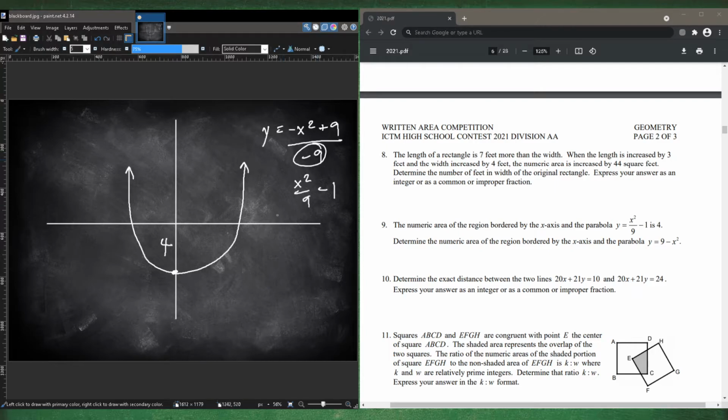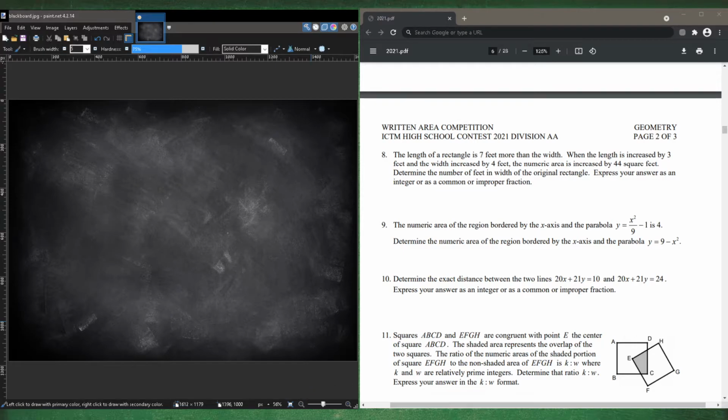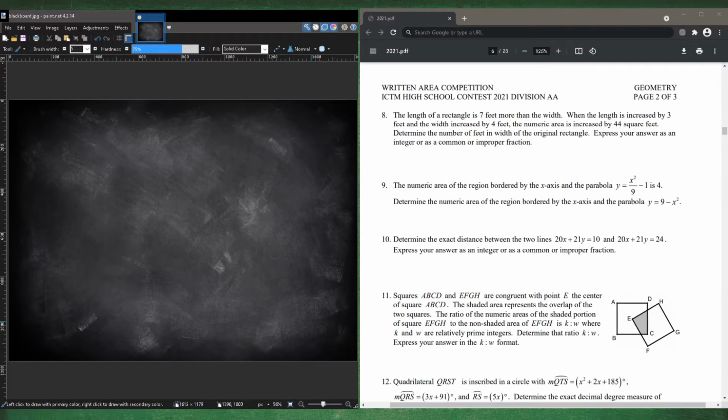So what this -9 tells me is that this new equation is this parabola, but just flipped over. And the 9 tells me that it's flipped over and 9 times bigger. So if this parabola is 9 times bigger, that means this area has to be 9 times bigger than this 4. So 9 times 4 equals 36. And that's our answer for number 9. So you just need to observe that fact, you just need to figure out that fact, and it'll be a pretty easy question. Okay, question 10.